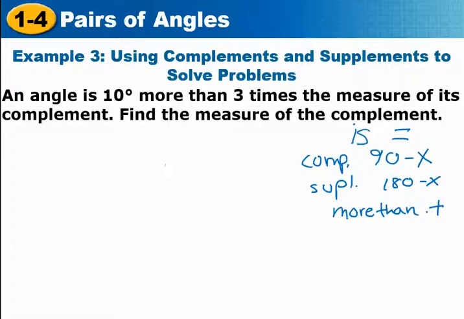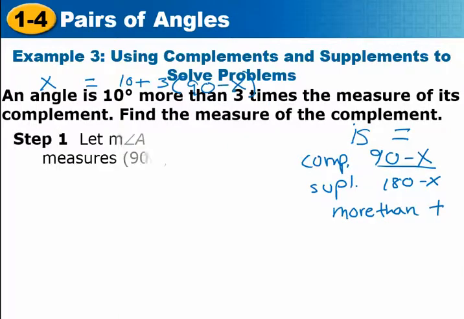These are algebra skills. The "more than" and the "is." And "3 times" will mean times 3. All right. So an angle, we don't know the angle, so we're just going to call this x, is, that's an equal sign, 10 degrees more than, so that's going to be 10 plus, 3 times the measure of its complement. So that's going to be 3 times something. So I'm going to put in parentheses the measure of its complement. Well, complement's going to be this, 90 minus x.